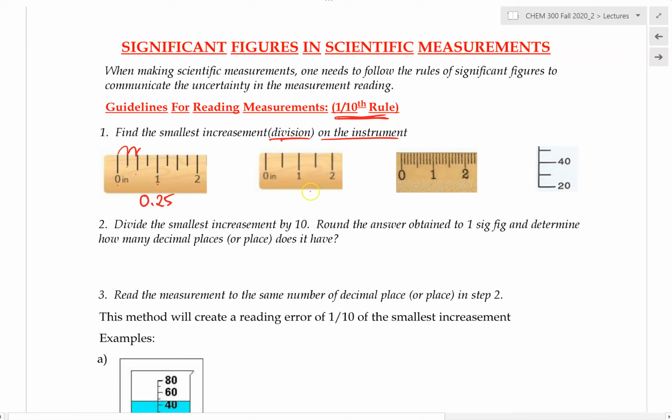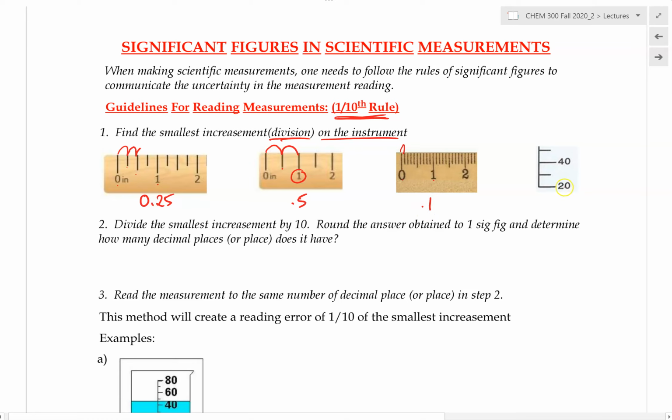Versus on another ruler, if this is the scaling, here's 1 and here is 0.5. So each of these is increasing by 0.5, and that's what the smallest increment would be, 0.5. Versus on this ruler, here's 0 and here's 1. It seems that there are 10 increments in the middle, so each increment is increasing by 0.1.